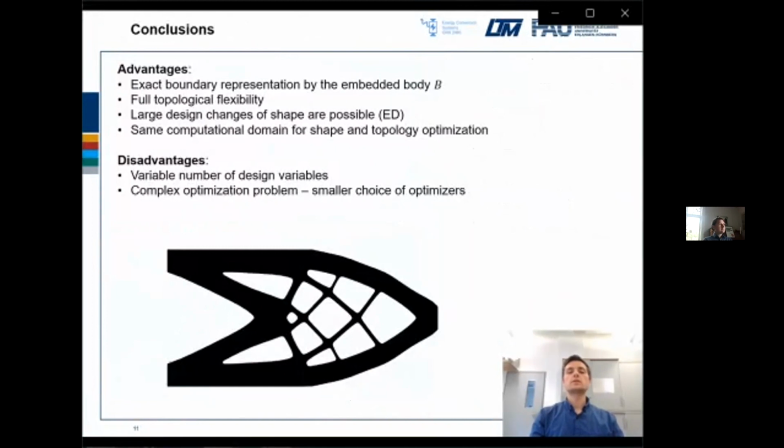In this presentation, a novel method to couple topology optimization and shape optimization was presented. Such a coupling brings a few advantages as compared to the individual methods, but also comes at a certain cost. What we count as plus is exact boundary representation, full topological flexibility, possibility of large design changes of the shape, same computational domain for topology and shape. We are also aware of the drawbacks of the method, to which we count changing number of design variables and inherently complex optimization problem.